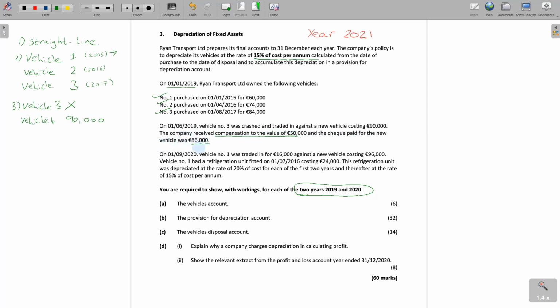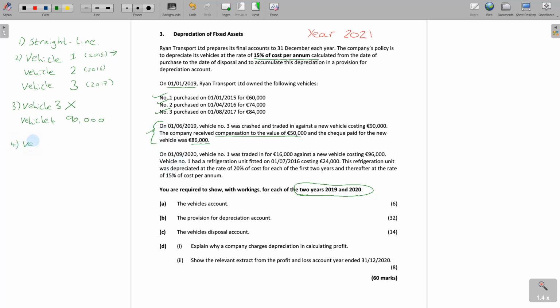So 86,000 is coming out of our bank, whereas we received compensation, which we can see as the bank increasing, if you want to look at it like that, or it's going to be an asset, or it's going to be on the debit side, compensation of 50,000. So that's that ticked.